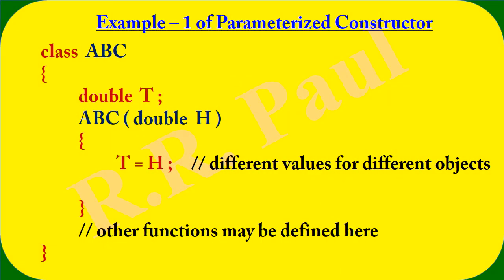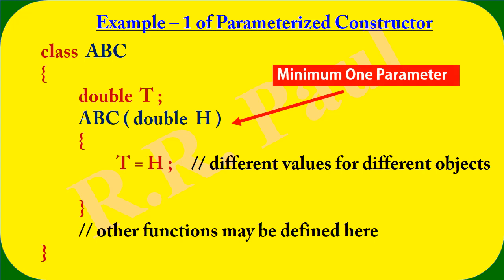Now this is example number 1. Here we see that a class ABC is being defined, having one instance variable T and a constructor having a parameter double type H. Now this value H will be transferred to the instance variable T. Please remember that the value is always assigned from right to left using an equal to operator. Now in this case, for two different objects, we can pass two different values of T.